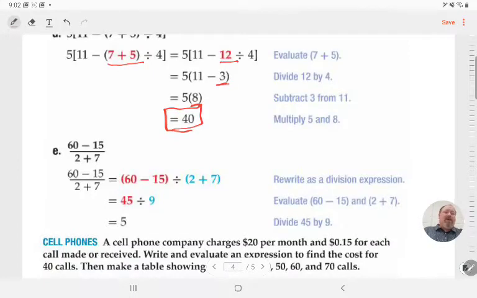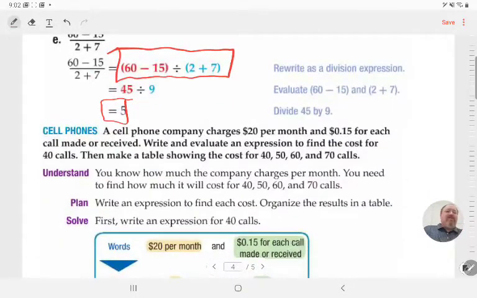Okay? Now let's see how you did on E. So E is a division problem. But we could rewrite that like this. Okay? This means the same thing. So your numerator and your denominator are like parentheses. Okay? So we have 60 minus 15 divided by 2 plus 7. 60 minus 15 would be 45. 2 plus 7 would be 9. And then 45 divided by 9 gives me 5. Okay? So remember, your numerator and denominator act like parentheses. Do everything in your numerator, then everything in your denominator, and then you can solve it.